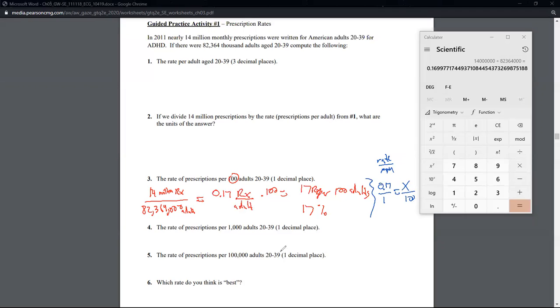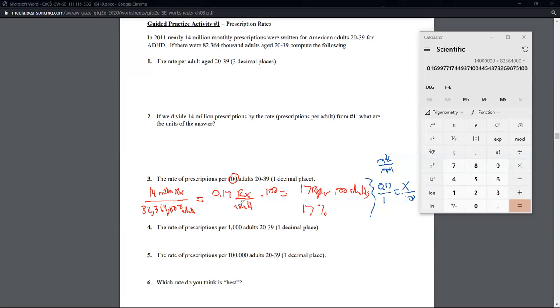So again, either way does the job, as long as you don't end up dividing by 100, because then you would have 0.0017 per 100, and that wouldn't make sense. If it's 0.17 per person, if you've got 100 people, that number is going to grow. That's the idea there. So the same thing just keeps going on.